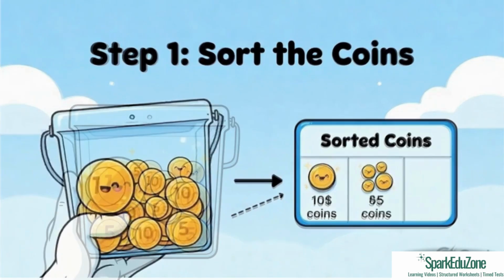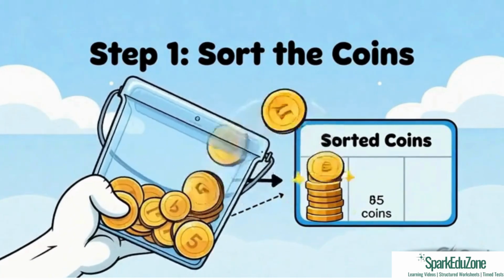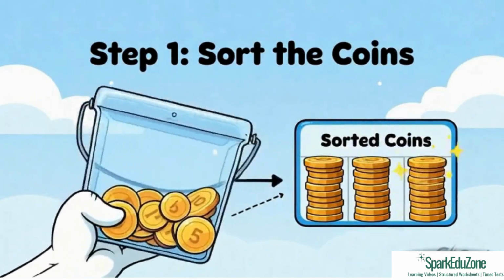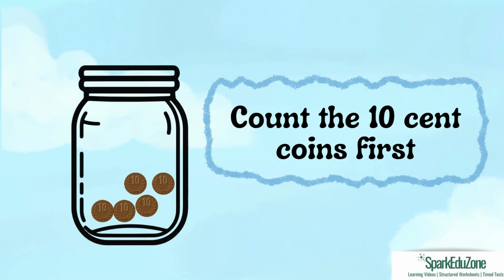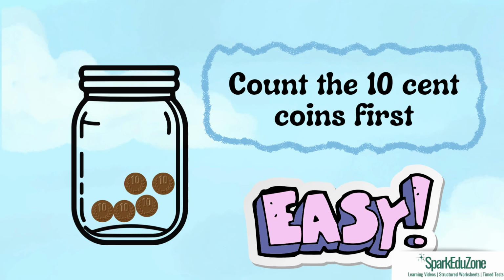Put all the 5-cent coins in one group and all the 10-cent coins in another group. Sorting makes counting much easier. Next, count the 10-cent coins first. Why? Because counting by 10s is quick.